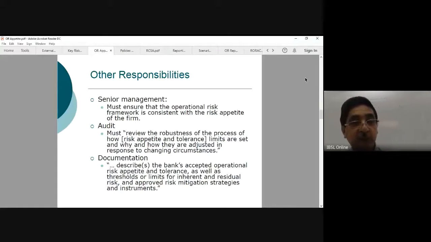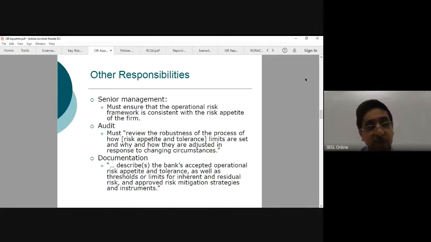Now you can see the audit concerns here. They should review the robustness of the process of how limits are set and why and how they are adjusted. So as it is, I really accept what you have said, because you said that in some cases tellers have certain limits, some dealers have certain limits. So those things are also some appetite, because the particular organization likes to take that. That is why you have that type of limits. That is correct.